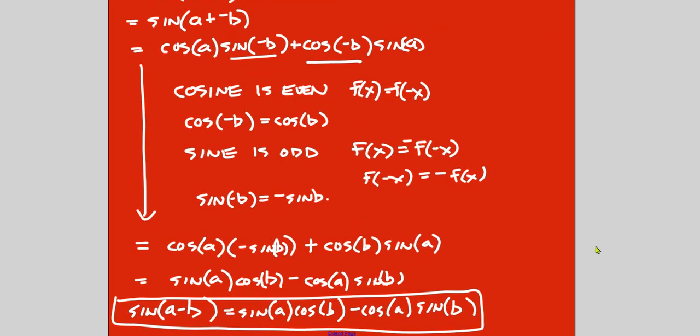All right, that concludes the presentation here for why the sine of the difference of two angles is this.